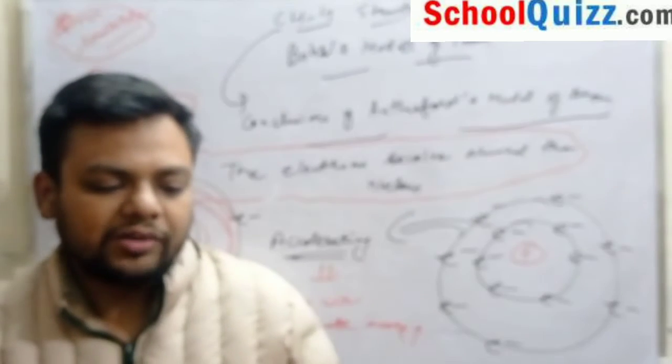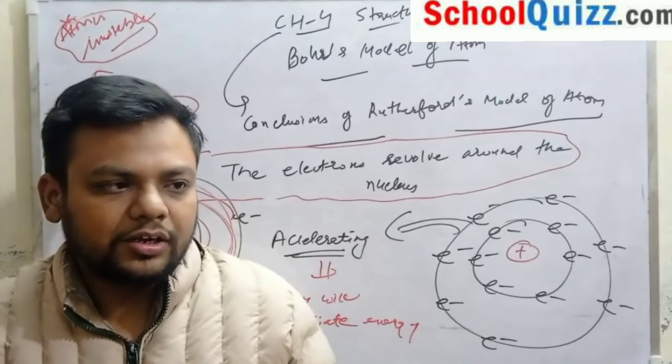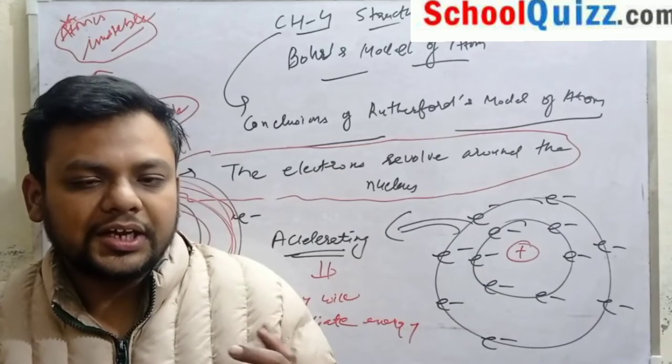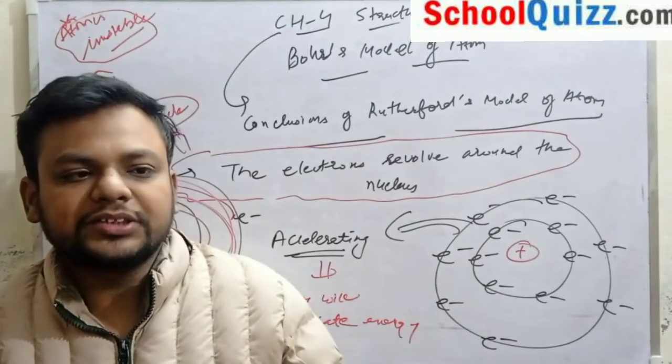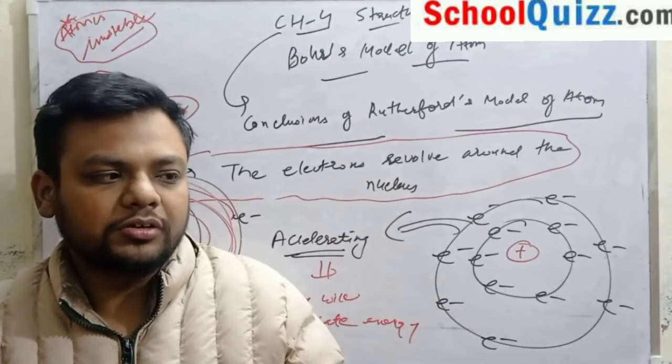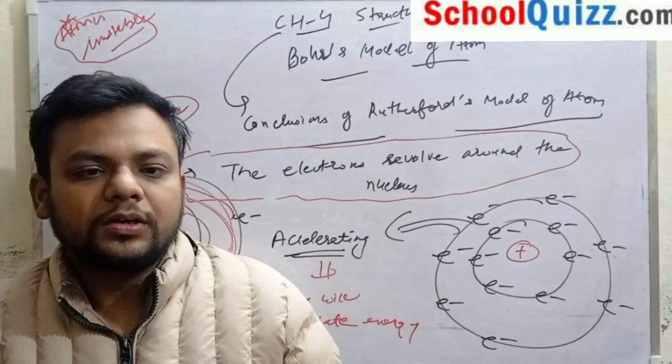If you want to write in one line what the drawback of the Rutherford model of an atom is, you can write it like that: he didn't explain the stability of the atom. He couldn't talk about the stability of the atom.